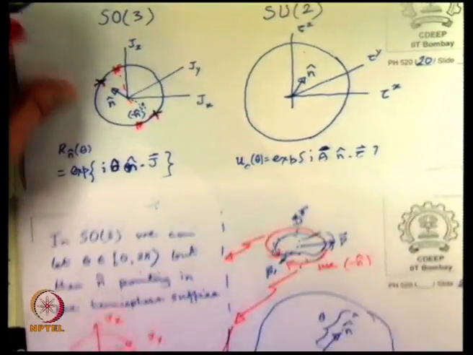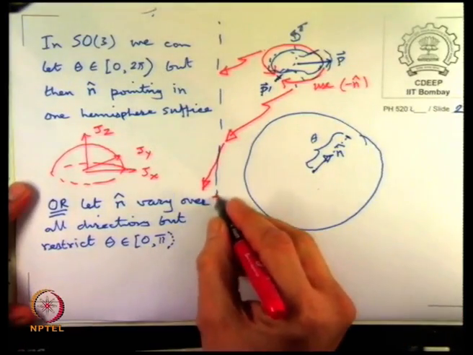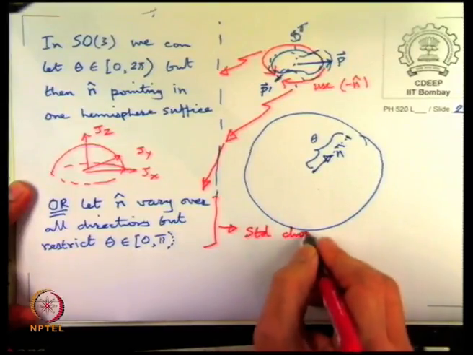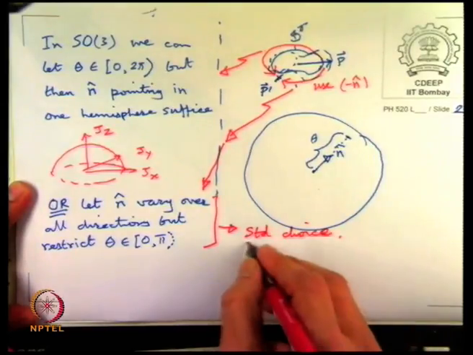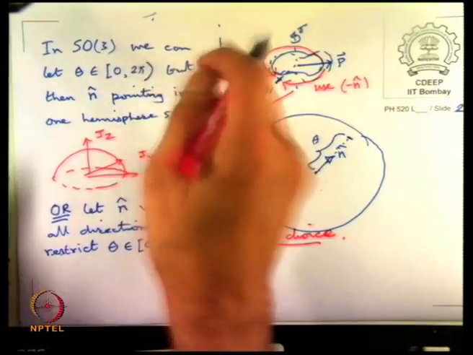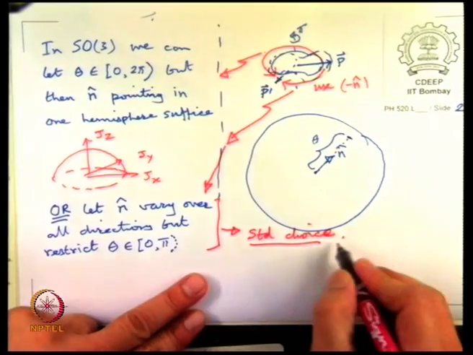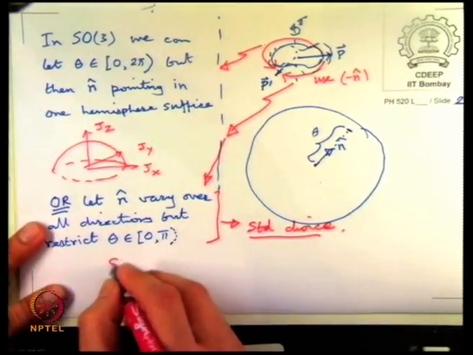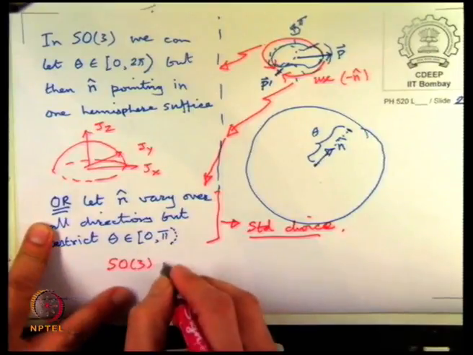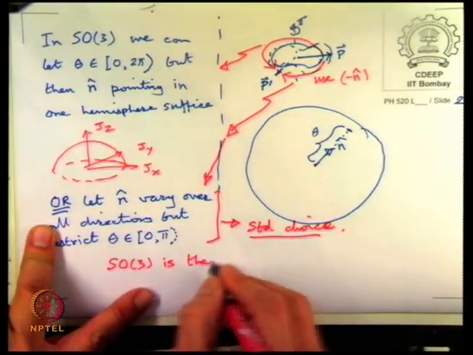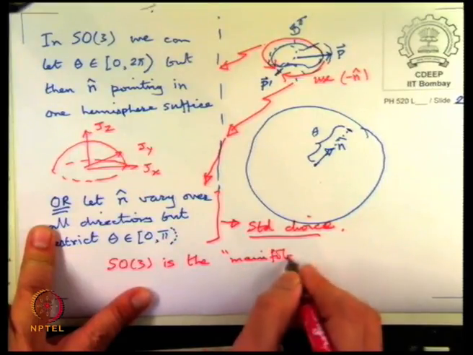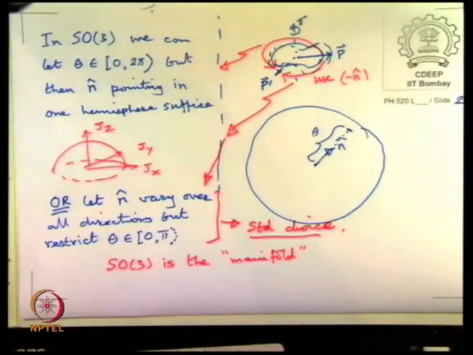So with this is the standard choice. But of course the topology will remain the same, even if you, that we can argue separately. So if you make the standard choice, then SO3 is the manifold which is essentially a continuum set which can be in 1-to-1 correspondence with R3.